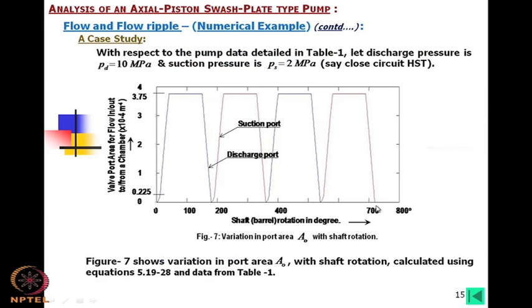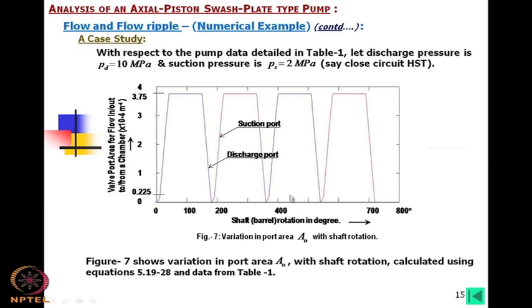Now, in this analysis, what we have considered? We have considered the variation of area while we are calculating this flow, pressure, etc. Now, these are the data shown, and what we find, the valve plate area for the flow in and out is varying in this way. This variation is due to the silencing groove, and at the other end there is no groove, so it is straightforward.